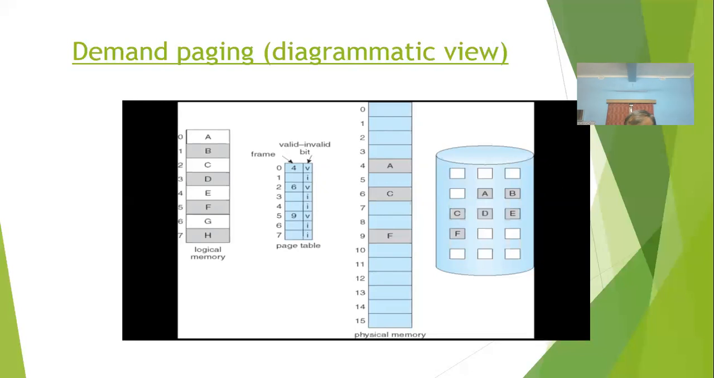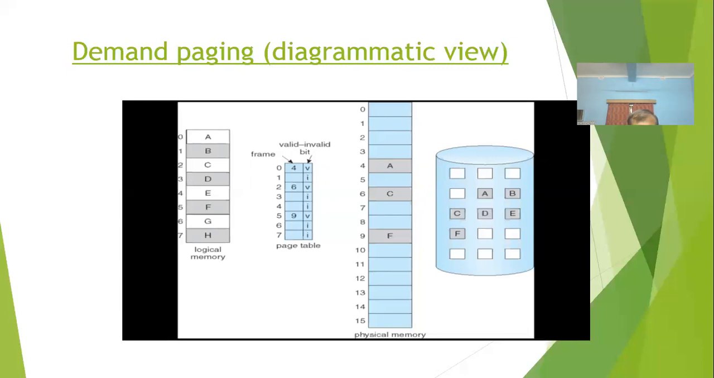When the bit is set to valid, V stands for valid, the value indicates that the associated page is both legal and in the memory. And if the bit is set to invalid, this value indicates that the page either is not valid, that is, it is not in the logical address space of the process, or it is valid but is currently on the disk. Now, the valid-invalid bit is maintained in the page table. So the page table entry for a page that is brought into the memory is set as usual, but the page table entry for a page that is not currently in the memory is simply marked as invalid.